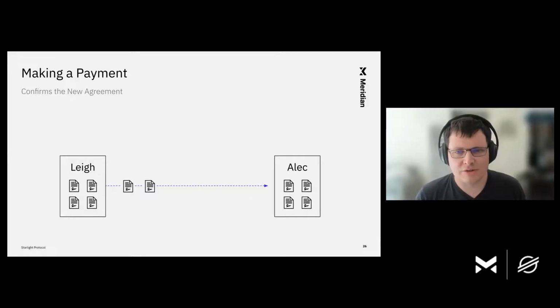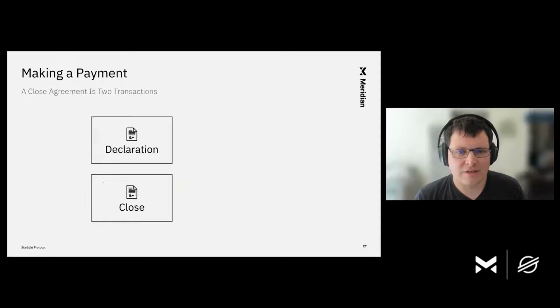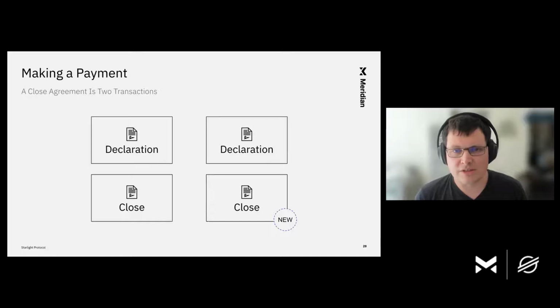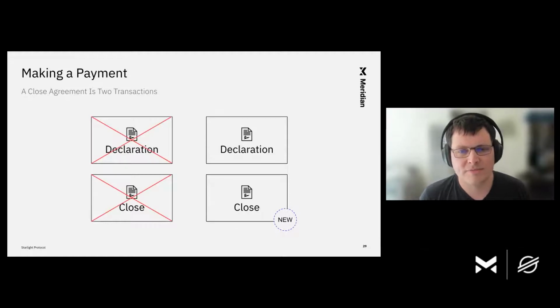So when we sign a close agreement, we're signing two transactions, the declaration and the close. These transactions go in pairs. Together, they're used to close the channel. They contain what we're agreeing will be the final state of the channel. But these transactions won't be submitted to the network. That's because every time we send a payment on the channel, we agree to a new pair of transactions. And those new pair of transactions supersede the previous.